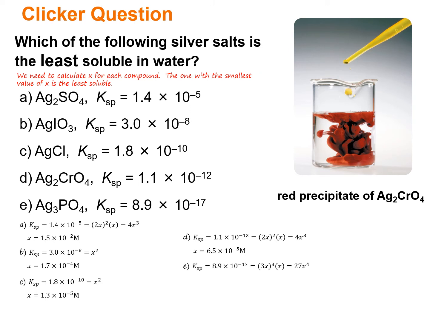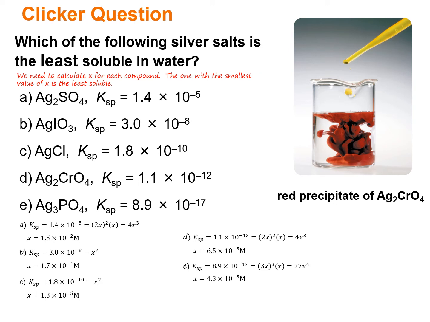And for E, we have silver phosphate that breaks into 3 silvers, and then just 1 phosphate. So that ends up with the quantity 3x cubed times x, which gives us 27x to the 4th. Solving for x, we end up with 4.3 times 10 to the minus 5.